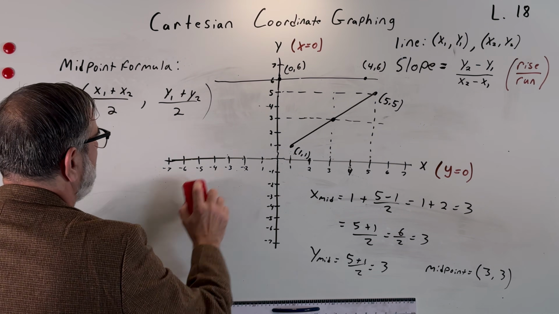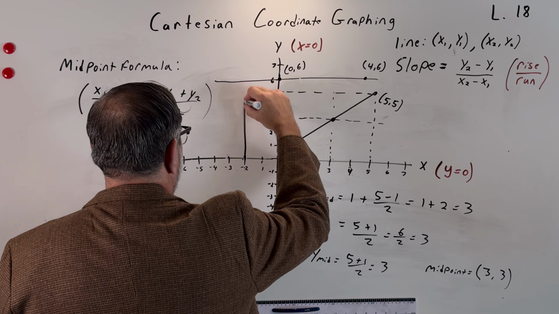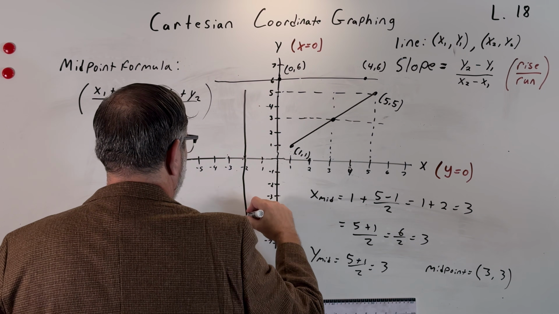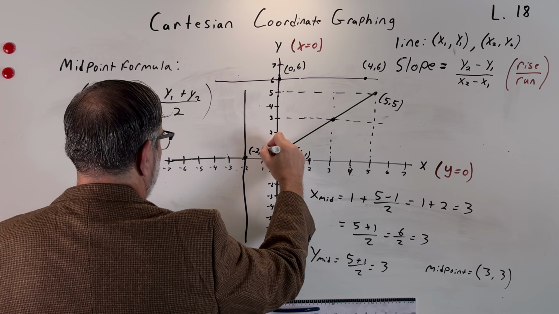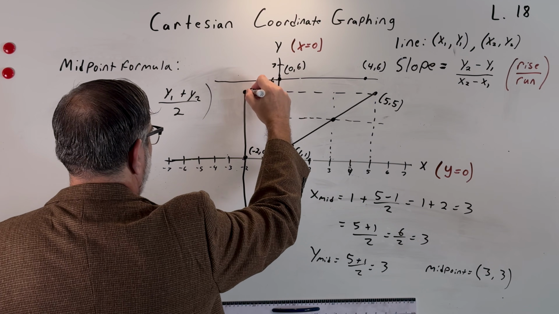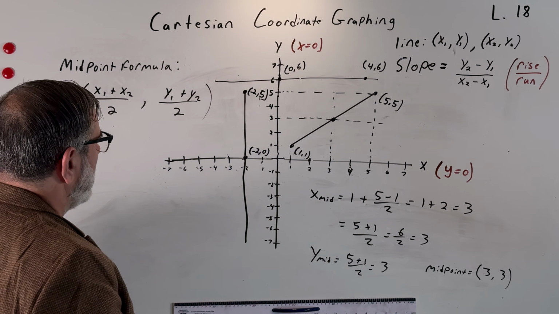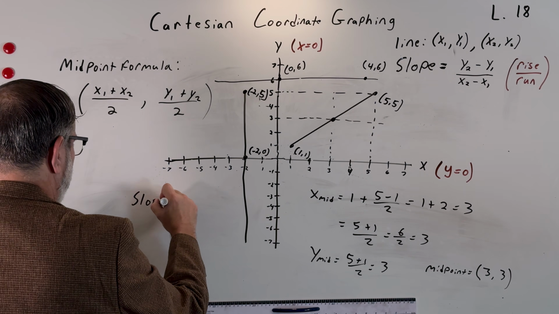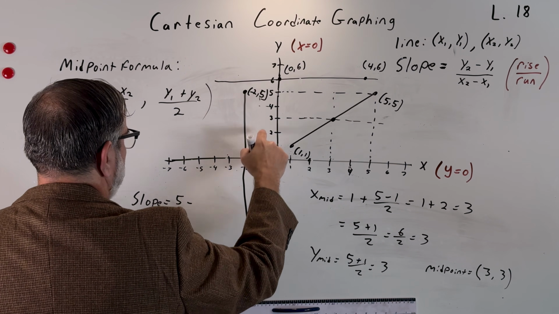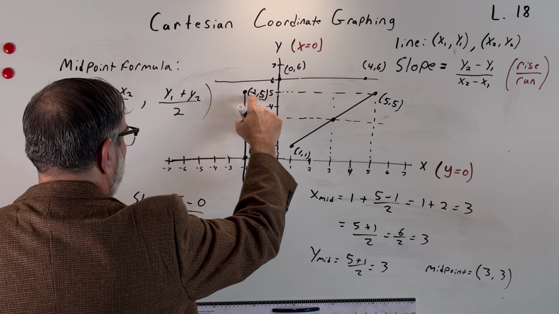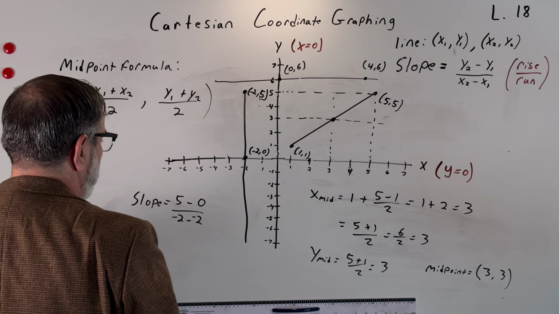Well, what about a vertical line? What if I had a line going through x equals minus 2? Such that here we would be minus 2 comma 0, and maybe up here we would have minus 2 comma 5. I use the slope formula. I get my first y value, 5, minus my second y value, 0. And then I have minus 2, minus minus 2.